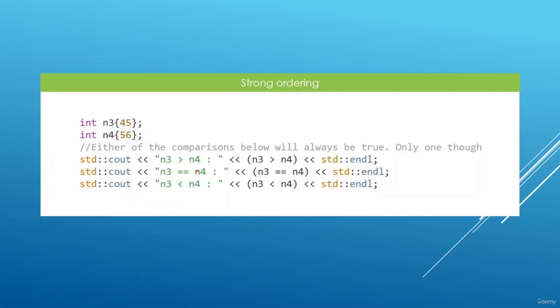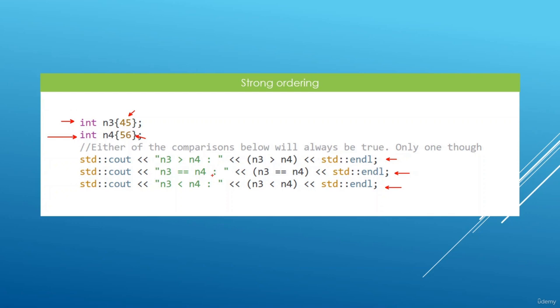And let's look at a simple example for strong ordering. Strong ordering is supported by default for integers in C++. So here we have two integers. One has a 45 inside, the other has a 56 inside. And we can compare them. We can say, is n3 greater than n4? We're going to get a result. We can say, is n3 equal to n4? And we're going to get a result. And we can say, is n3 less than n4? We're also going to get a result.